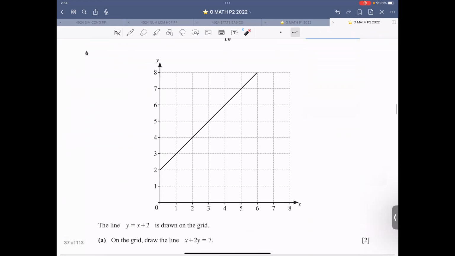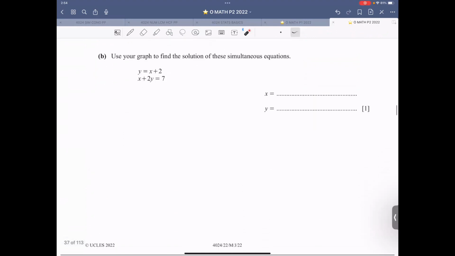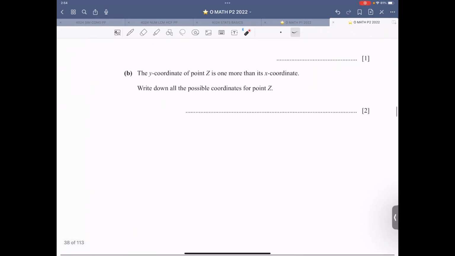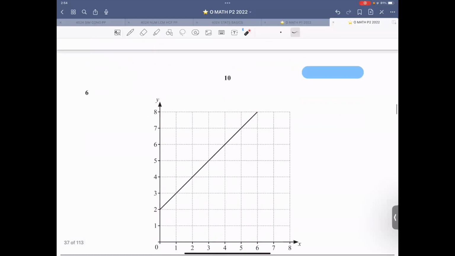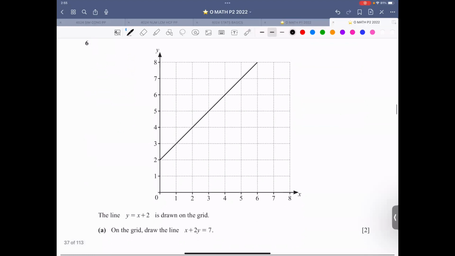Question number 6 looks like coordinate geometry, simultaneous inequalities. Okay, so this is coordinate geometry plus inequalities. Now, what does the question say? The question says the line y equals x plus 2 is drawn on the grid. So that's the first line, x plus 2. That's drawn.